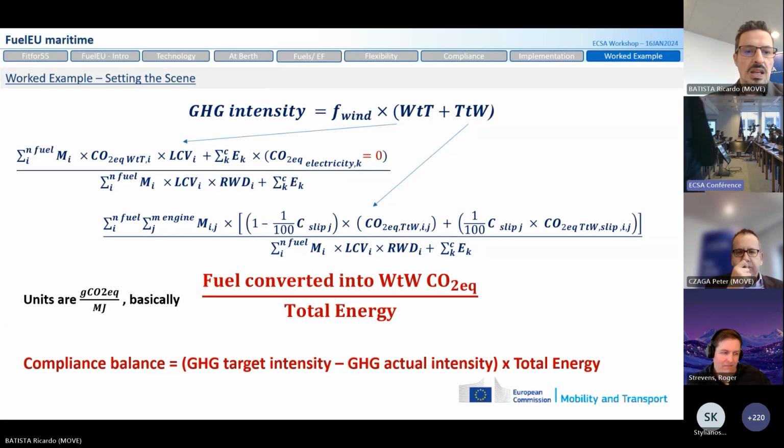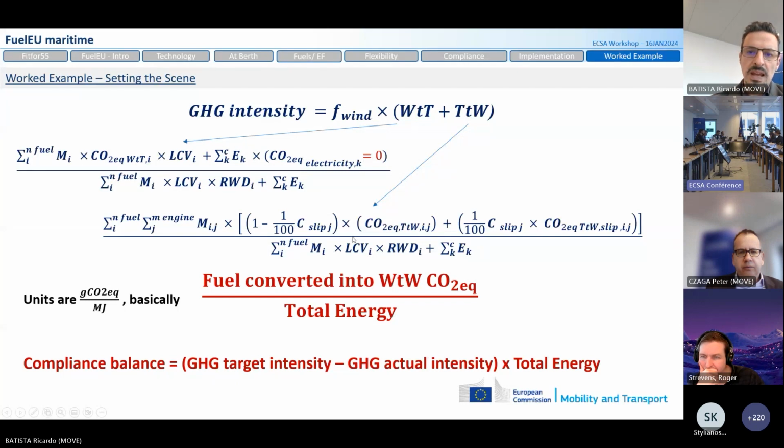We see in the denominator the whole mass of fuel used included, multiplied by a reward factor if you use RFNBOs, which, multiplied here by 2, will in fact reduce the greenhouse gas intensity of the fuel used in the specific calculation. And here, also included in the denominator, is the energy provided by shore power, which was given an emission factor of 0 in the upper part of the equation.